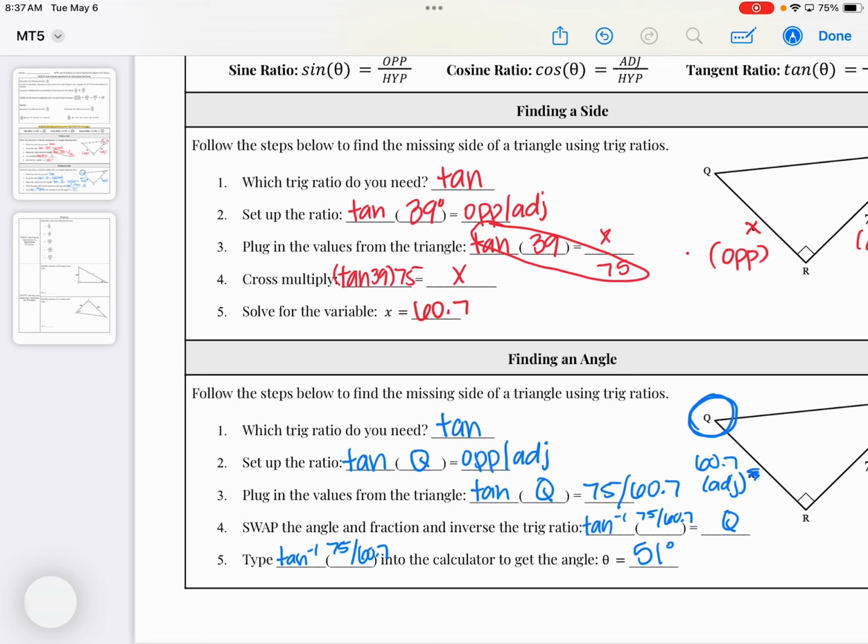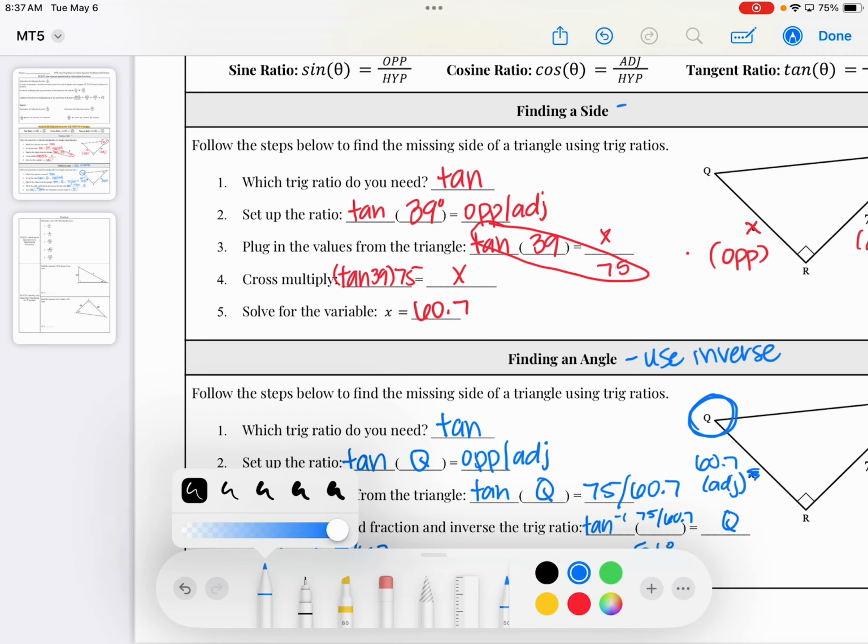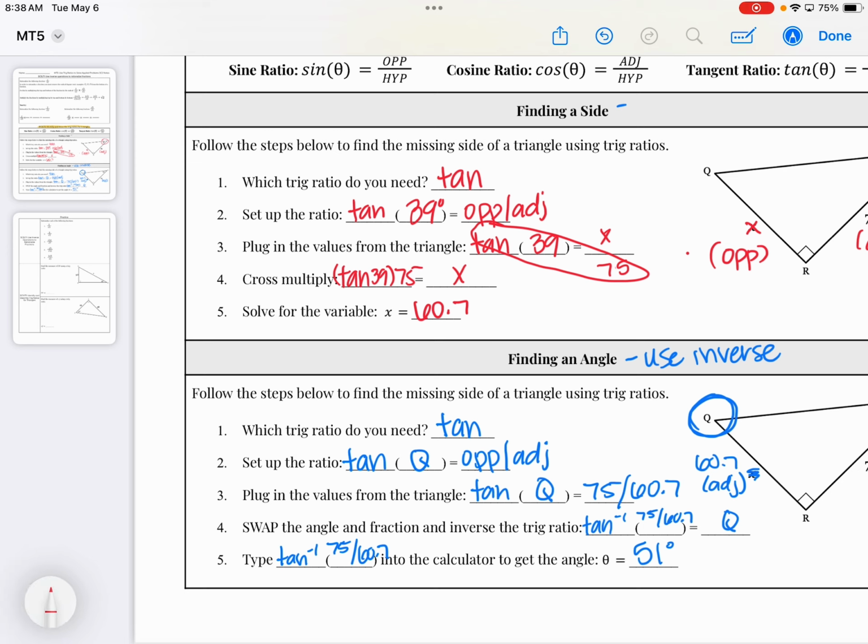So that's finding the side and then finding the angle, and those are two different ways. A way that I like to think about it is that if you're finding an angle, you're going to use the inverse, and when you're finding a side, you're going to cross multiply. That helps me keep track. So if that helps you keep track, write those down as well.